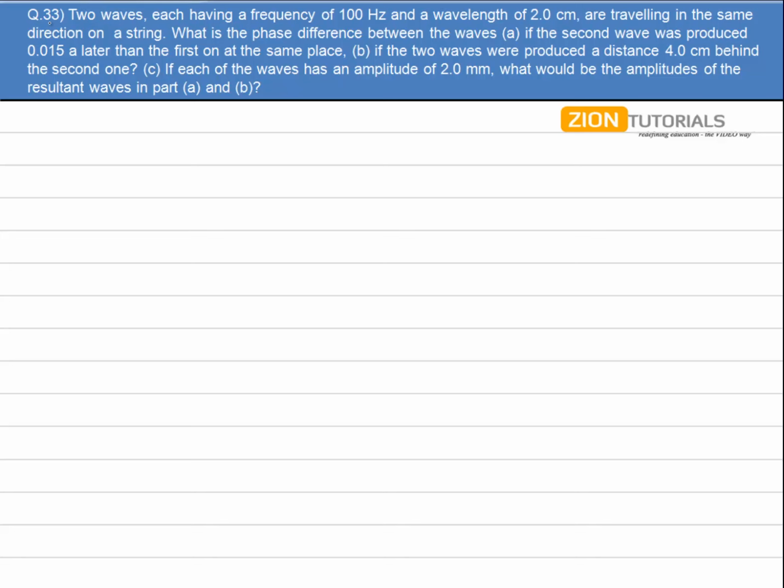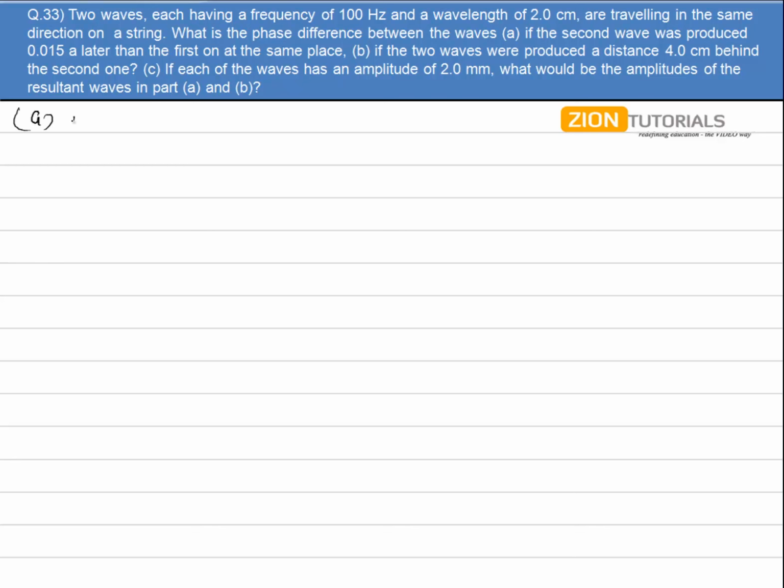Waves, each having a frequency of 100 Hz and a wavelength of 2 cm, are traveling in the same direction on a string. What is the phase difference between the waves if the second wave was produced 0.015 second later than the first at the same place? And if the two waves are produced at a distance of 4 cm behind the second one? Let's solve the first part first of all.